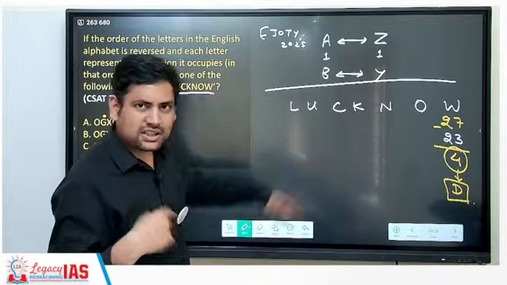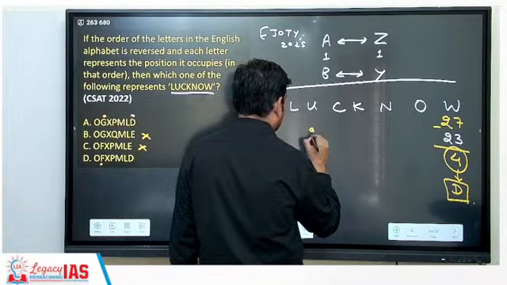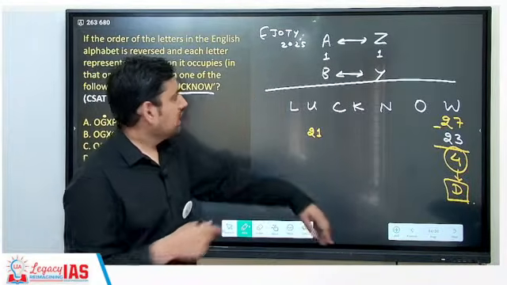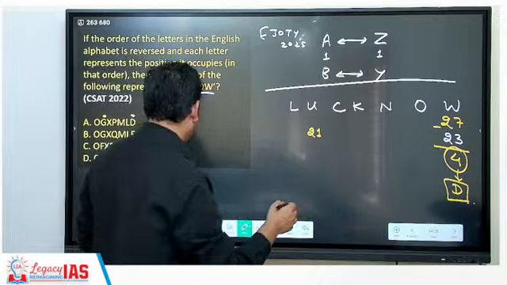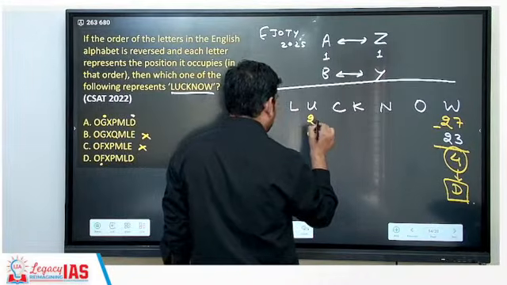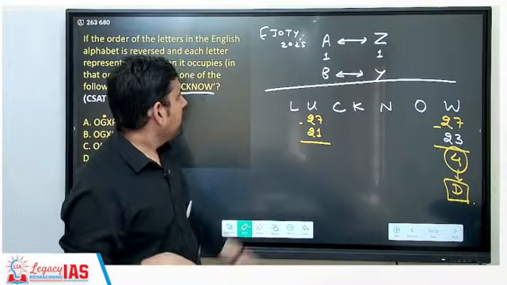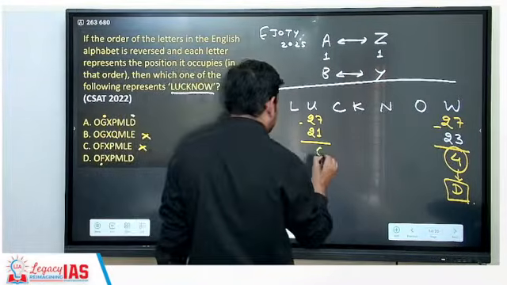So 20 plus 1, this is STU. So this is 21. Now here what I'll have to do, again 27 minus 21, correct, TUV. Now 27 minus 21, this is 6.